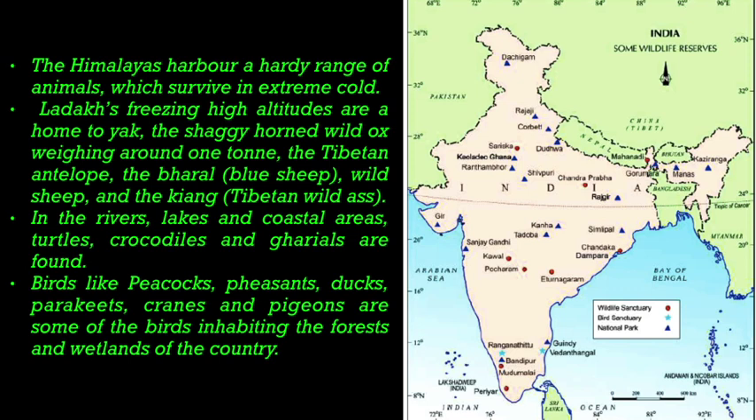The freezing high altitudes of Ladakh are home to the yak, the shaggy horned wild ox weighing around 1 ton, that is 1000 kgs, the Tibetan antelope, the bharal, which is known as blue sheep, wild sheep, and the kiang, that is the Tibetan wild ass. In the rivers, lakes, and coastal areas, turtles, crocodiles, and gharials are found. Birds like peacocks, pigeons, ducks, parakeets, and cranes inhabit the forests and wetlands of the country. In the adjacent map, you can see the wildlife sanctuaries, bird sanctuaries, and national parks of India.